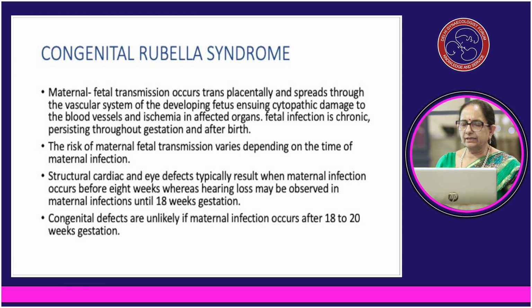Maternal fetal transmission occurs transplacentally and spreads through the vascular system of the developing fetus, ensuing cytopathic damage to the blood vessels and ischemia in affected organs. Fetal infection is chronic, persisting throughout gestation and after birth. The risk of maternal fetal transmission varies depending on the time of maternal infection. Structural cardiac and eye defects typically result when maternal infection occurs before 8 weeks, whereas hearing loss may be observed in maternal infections until 18 weeks of gestation. Congenital defects are unlikely if maternal infection occurs after 18 to 20 weeks of gestation.